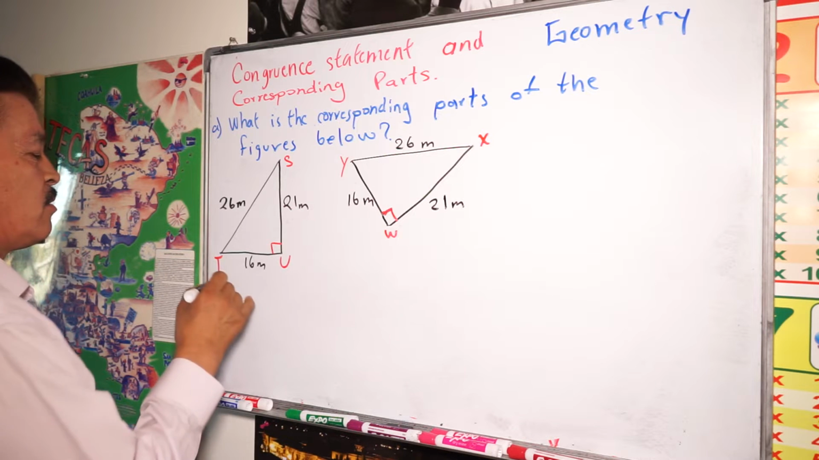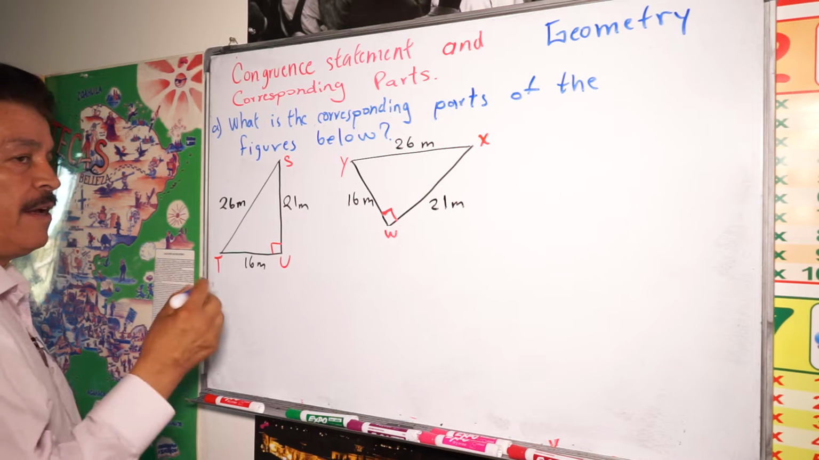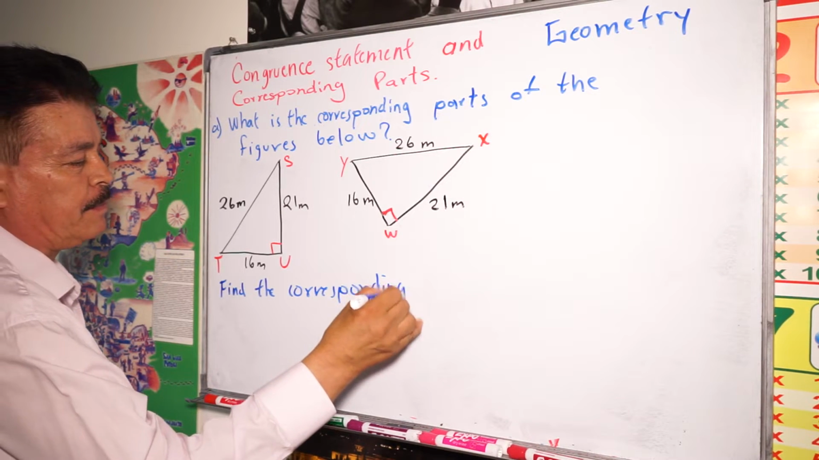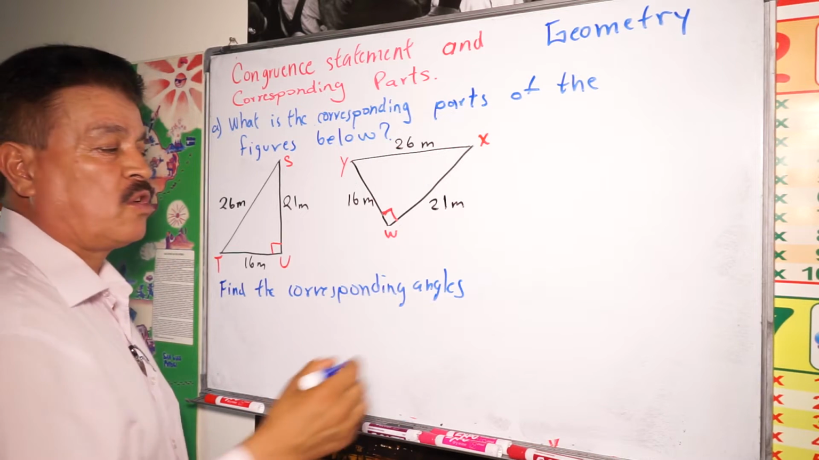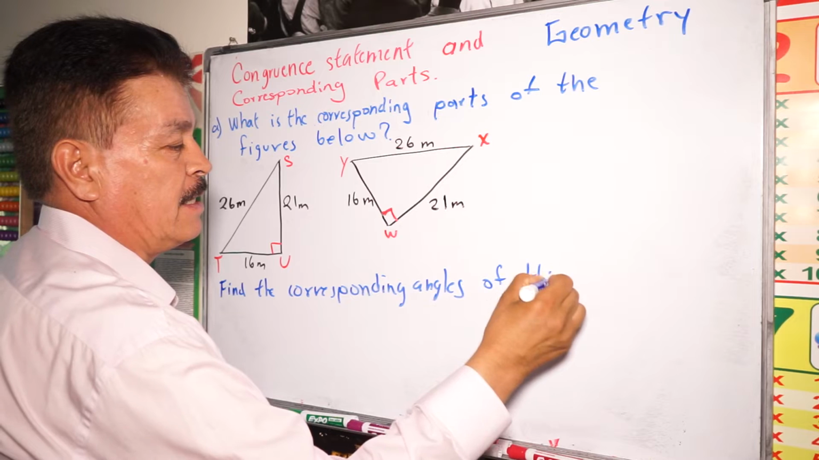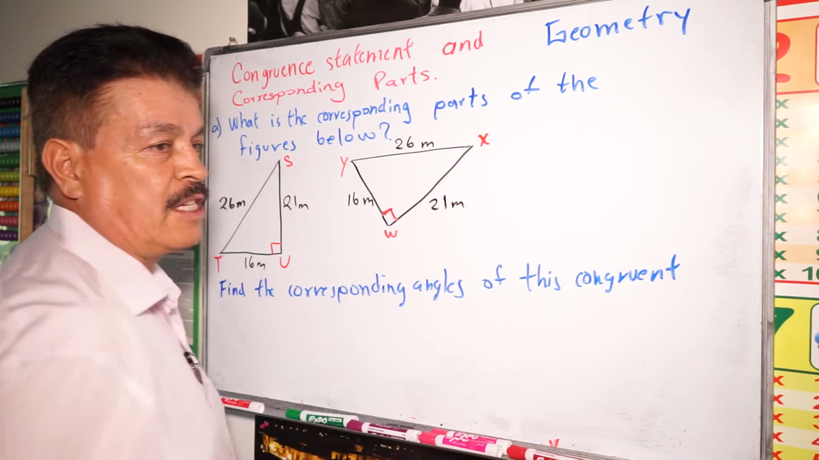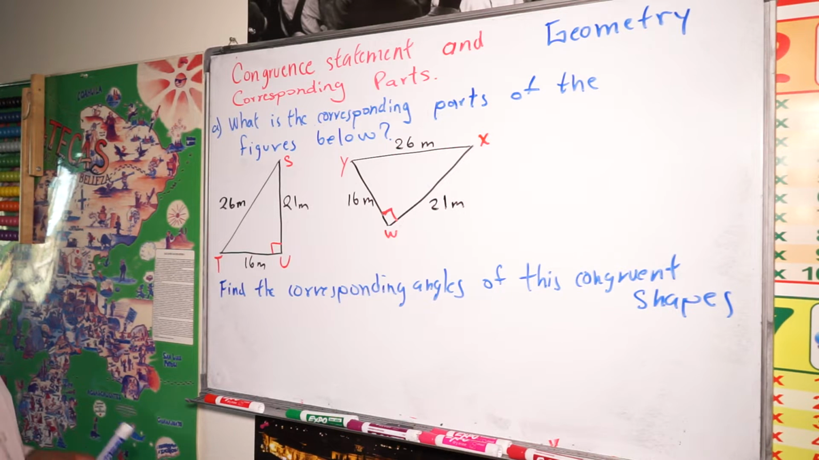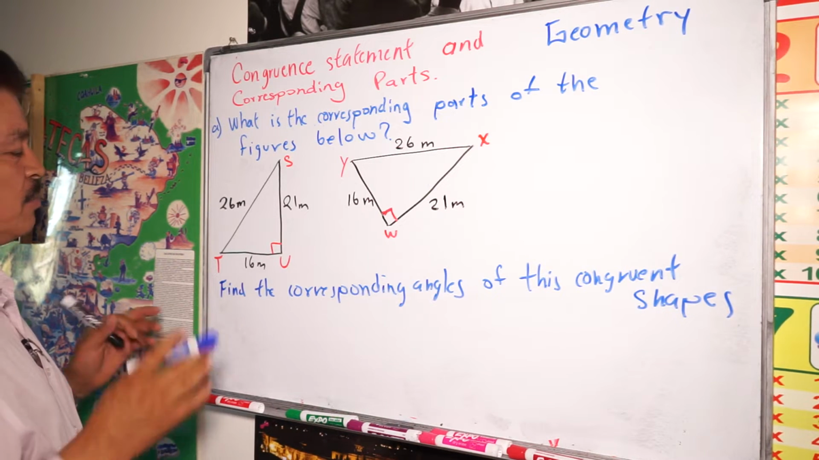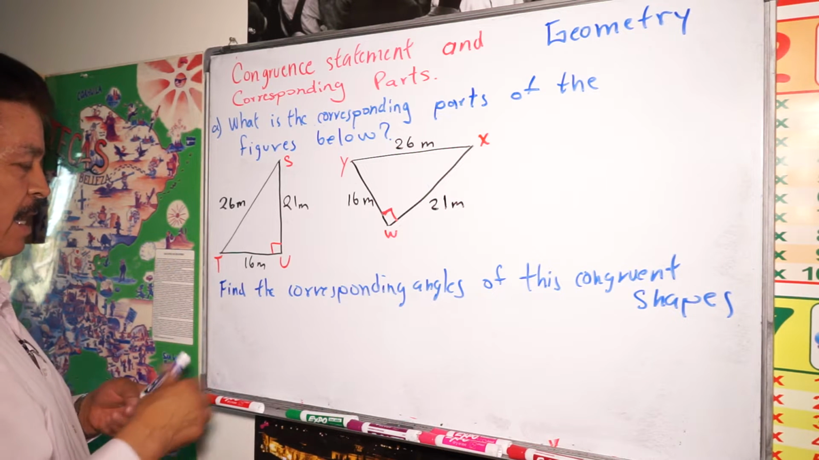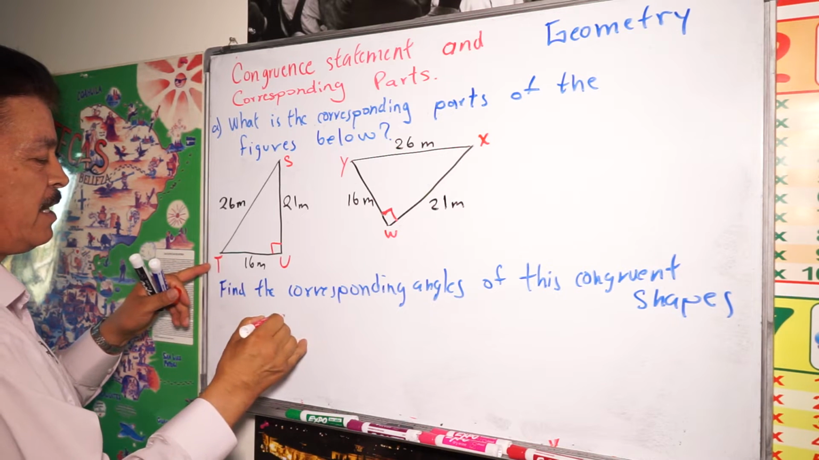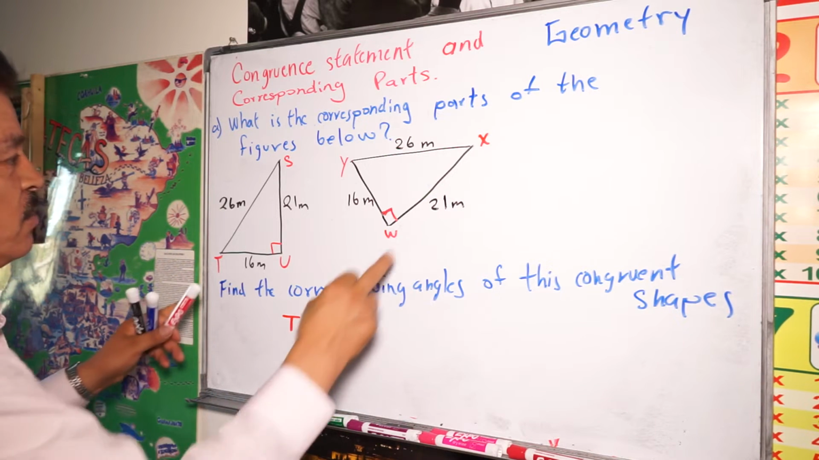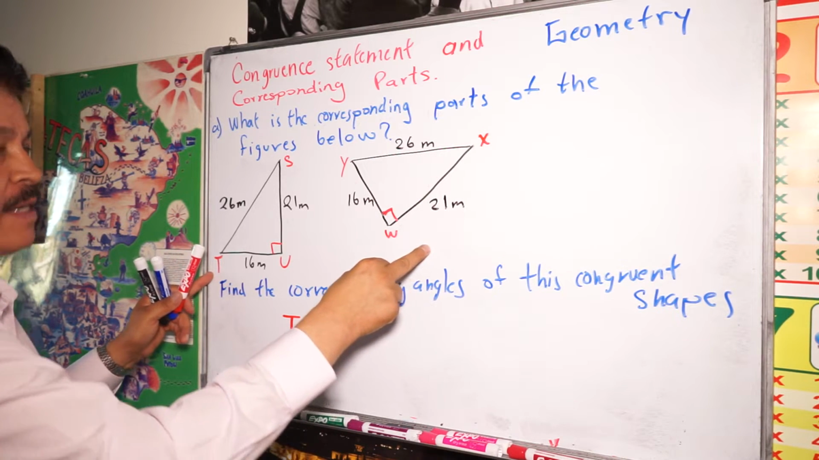First, we need to find the corresponding angles of this congruent shape. First, we have the corresponding angles. We have the first one. See here, angle T. Angle T is congruent to which one? To this, the first triangle to the second one. It's corresponding to the Y angle.